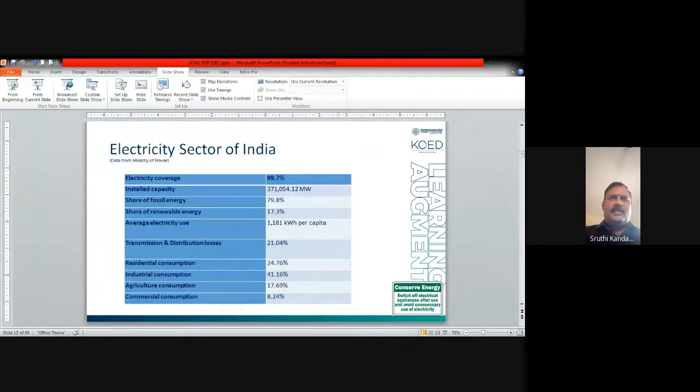The residential consumption is 25 percentage. Industrial 41, agriculture consumption 17.7, commercial consumption is 8.24. This is the whole India power distribution. The installed capacity is 3,71,054 megawatt.